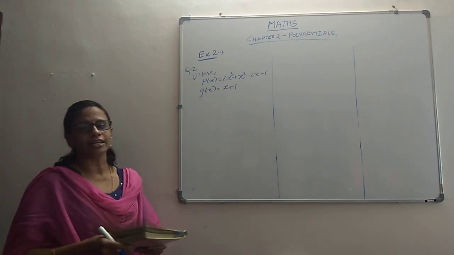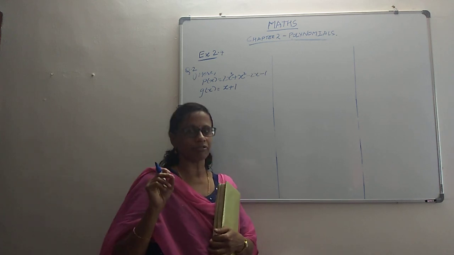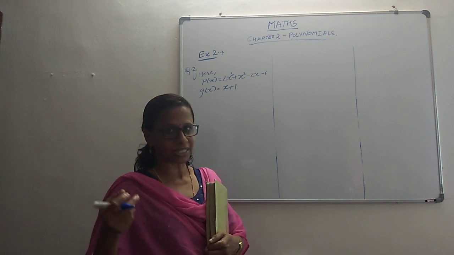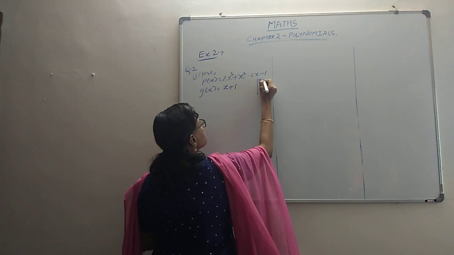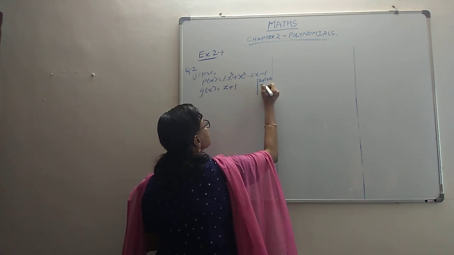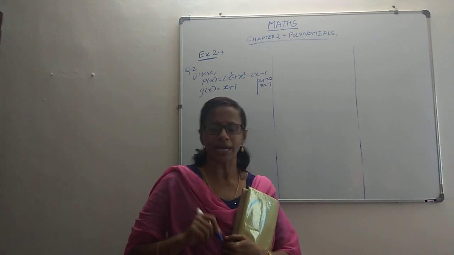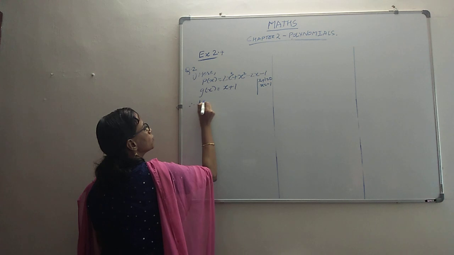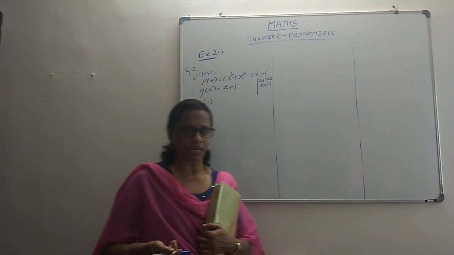We have learned earlier that we set the divisor polynomial equal to 0 as a little bit of rough work, and that prompts us as to what value we should be substituting. So that little bit of rough work, let's do. X plus 1 becoming 0, so x becomes minus 1, and we are going to substitute the value of x as minus 1 and find the answer. So we are directly going to find p at minus 1. Wherever x comes, there we put minus 1.